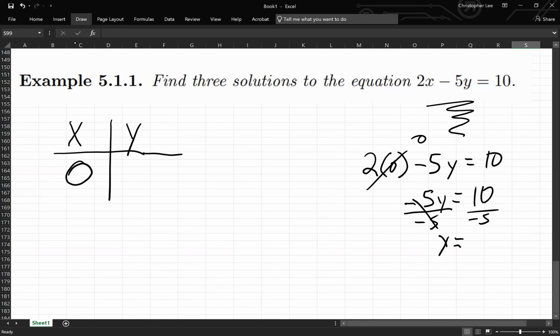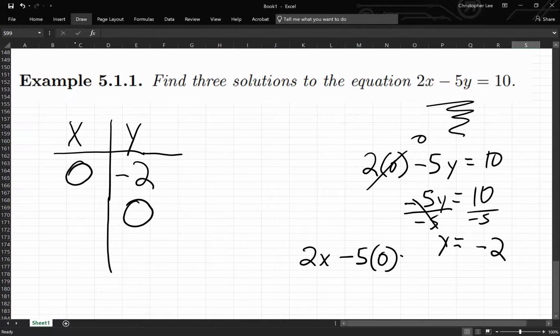All right. So what's 10 divided by -5? Close. Give me a better answer. 10 divided by -5. -2. Now we're talking. So 0 and -2 is a solution to this equation. Now plug in 0 for y. Same game. This is 2x minus 5 times 0 is equal to 10. You already know this is going to 0, so this is 2x is equal to 10. Divide by 2, divide by 2, so I have x is equal to 5, perfect. That's another pair right there.